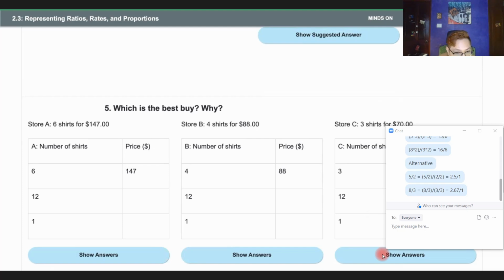So times 2, it's about 300, roughly. Store A is 147 multiplied by 2, which is 294. So $294 for 12 shirts. But this is in theory. In practice, if you buy a lot more, most likely you get a discount.